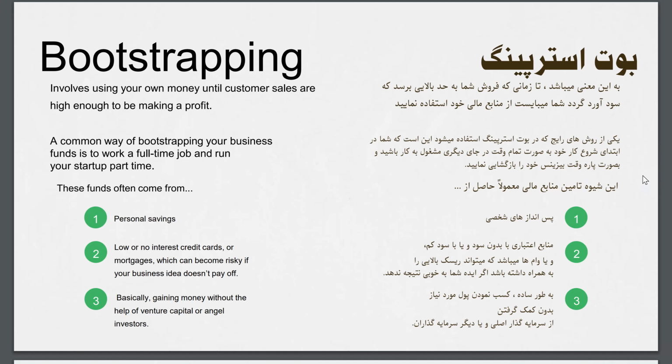Bootstrapping is very common. It's when you use your own money until your customer sales are high enough to make a profit.